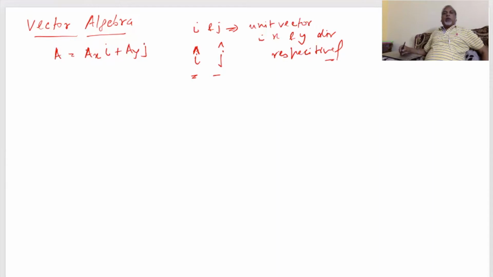For denoting a vector, so A is a vector, it can be resolved in AX and AY. AX and AY are both components in X direction and Y direction; these are basically the magnitudes of the components. And suppose you have B vector, then this can also be resolved like this.